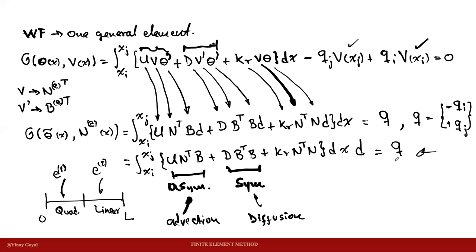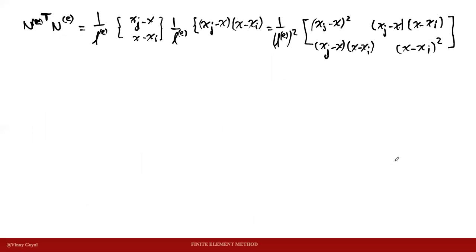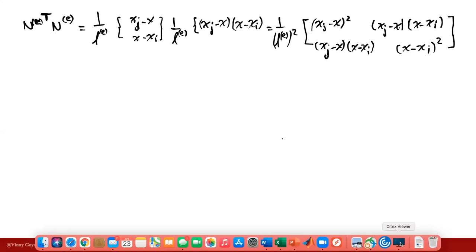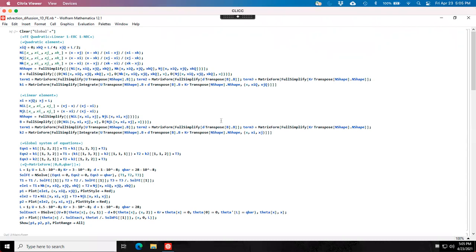All right, so now we're moving to solve this system of equations in Mathematica. So I've prepared this script. I'm going to go over almost every line to explain how to approach this problem. As I said, we're solving the advection diffusion problem for mass transport with two elements. The first element is quadratic and the second element is a linear element.